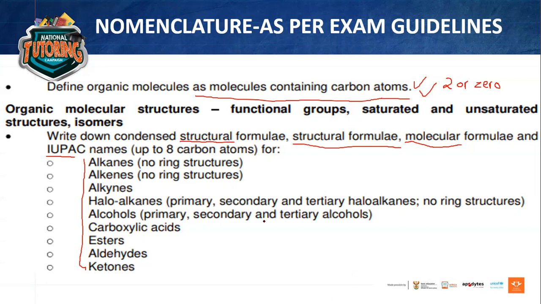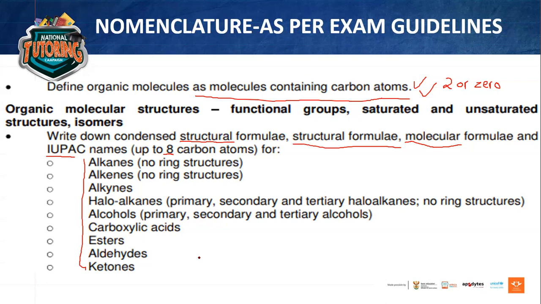Now, make sure that you don't work with molecules that contain more than 8 carbons in the parent chain, because that is not going to be examined. The parent chain must be at a maximum of 8 carbons, which is oct. But remember, you might still have substituents. In other words, the number of carbon atoms can still be 8, but the parent chain must not be more than 8 carbons.